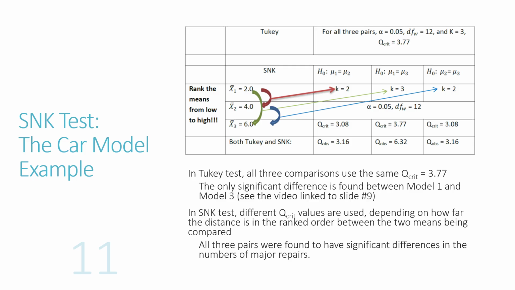If there are m other means ranked in between, then k equals 2 plus m. In this example, when k equals 2, the critical Q value is 3.08. When k equals 3, the critical Q value is 3.77. The Q critical value is adjusted, which makes it more likely to reach statistical significance. Note that this increased statistical power comes at the cost of a greater risk of making type 1 errors.